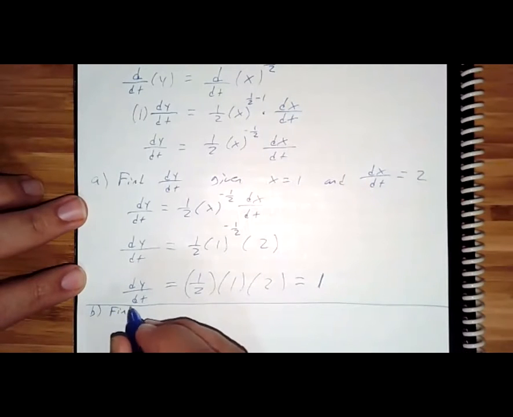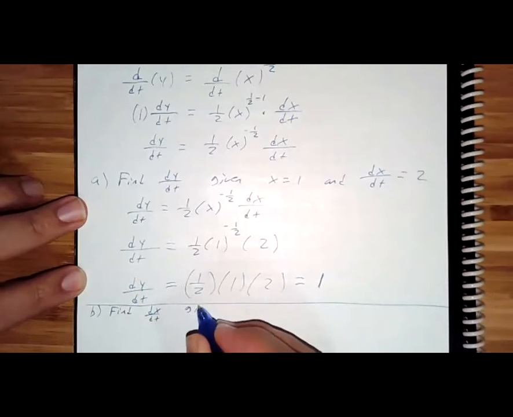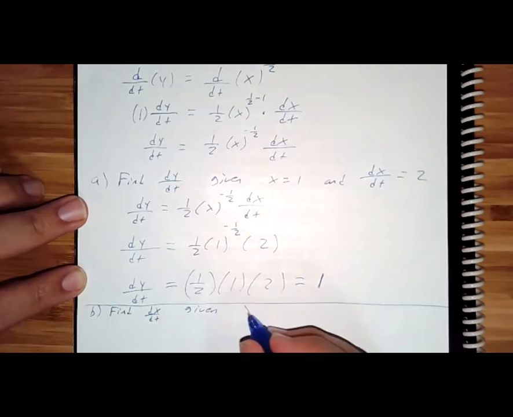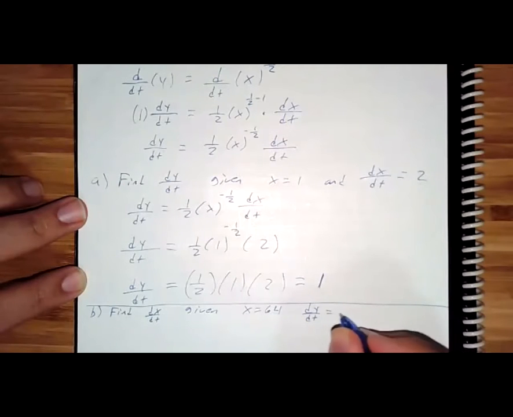Part B says find dx/dt given x equal to 64 and dy/dt equal to 8.